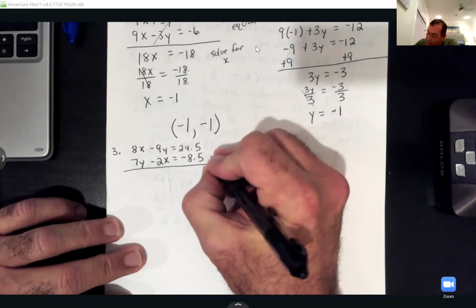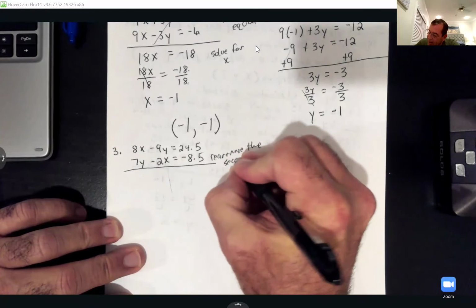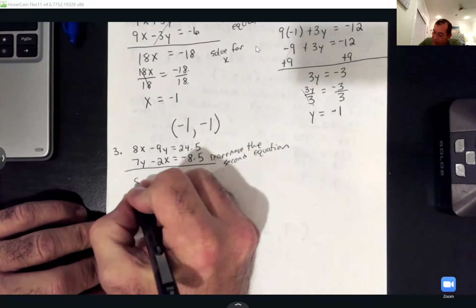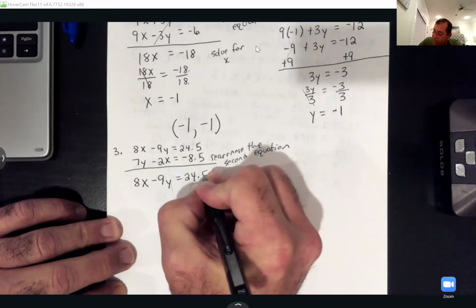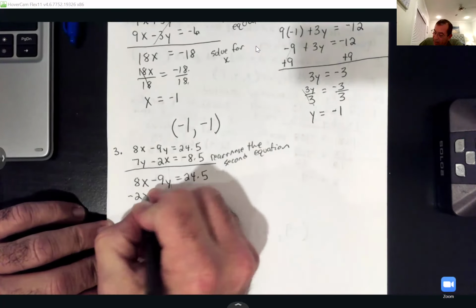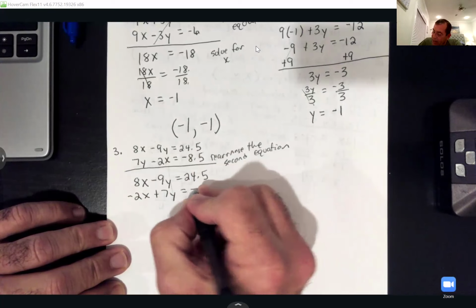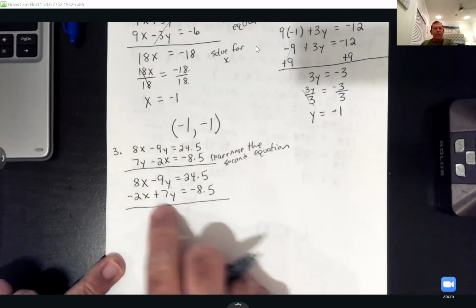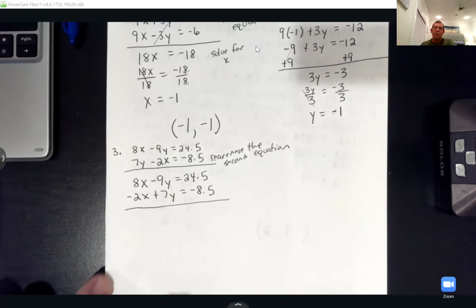So good job. We have to rearrange the second equation. The first one will stay the same: 8x minus 9y equals 24.5. If we rearrange this one, we're going to bring our negative 2x plus the 7y, and that'll equal the negative 8.5. So this is now the system I would try to solve at this point.